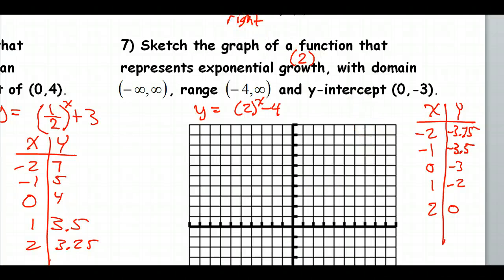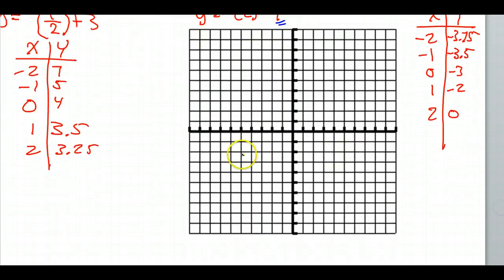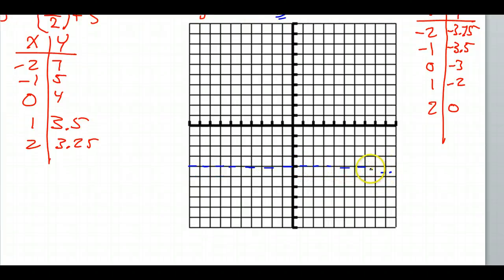Okay, now let's graph what we've got. The asymptote, we knew that was going to be at -4. Okay, so 1, 2, 3, 4. So this will be my asymptote right here. Oops, I missed a little bit. Okay, and now I can graph the points. So -2 is -3.75. All right, that's going to be right there. -1 is -3.5. 0 is -3. 1 is -2, and 2 is 0.